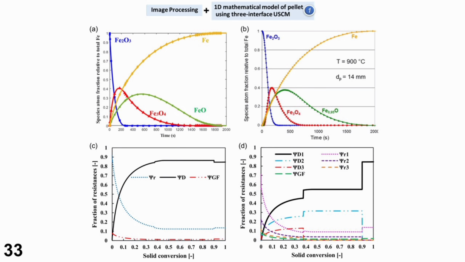Now, let's move to the results. As shown in the 3-interface unreacted shrinking core model, all 4 solid phase profiles change simultaneously. The widest profile is the green line, representing the Wüstite layer, indicating it is the controlling phase. The plots below show different resistances, indicating that initially the chemical reaction is controlling. Then gas diffusion becomes the controlling regime.